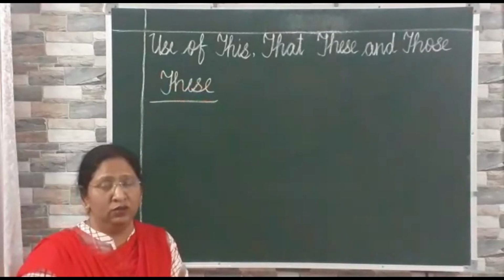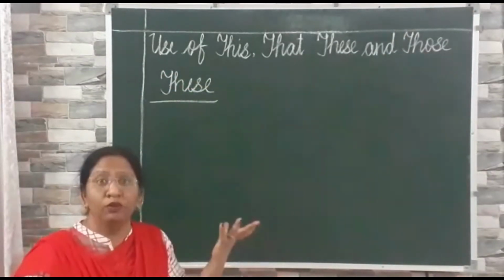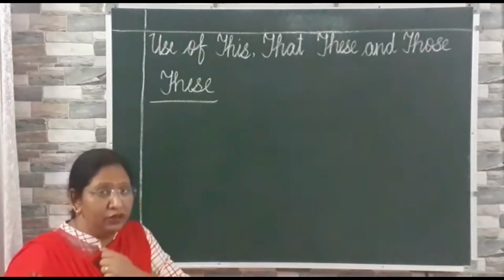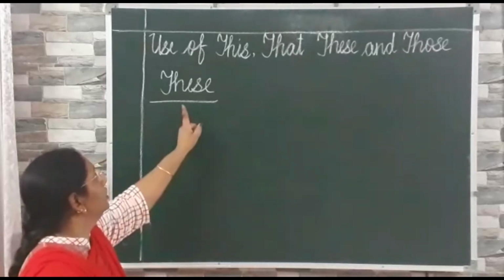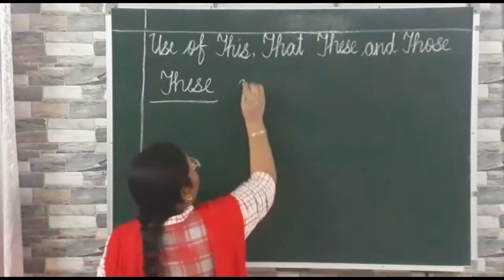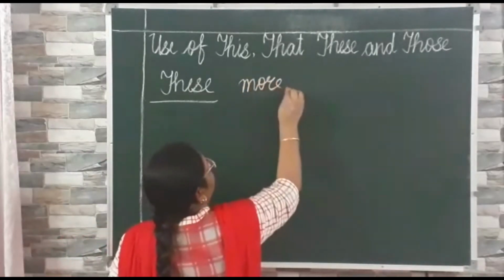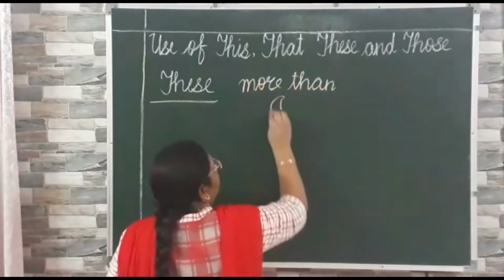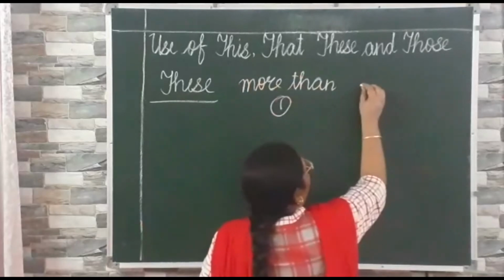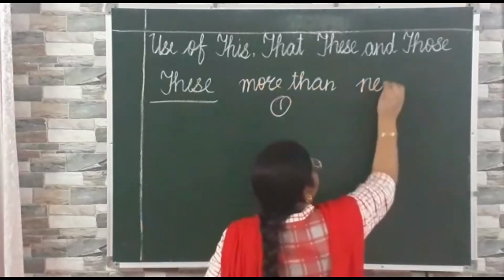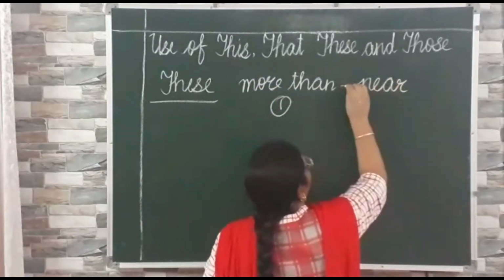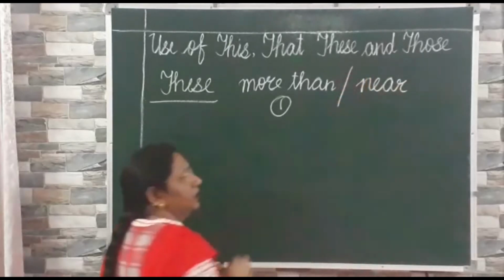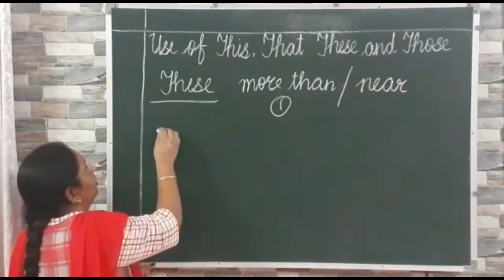When the noun is more than one, plural, and near to us, what do we use? These. More than one and near to us. Then what do we use? These. Let's take the examples.